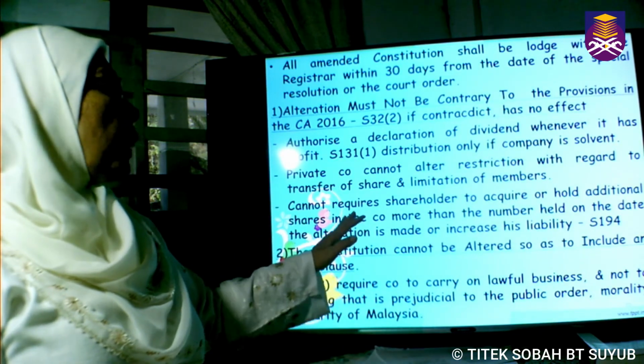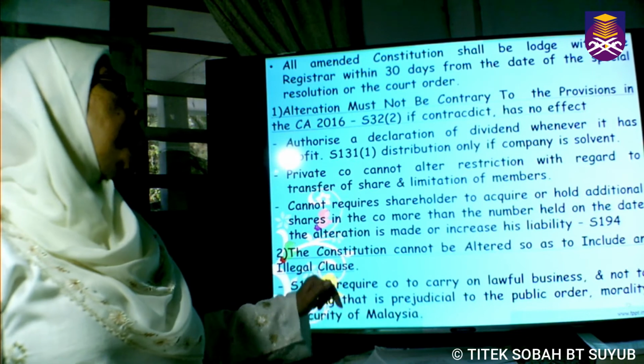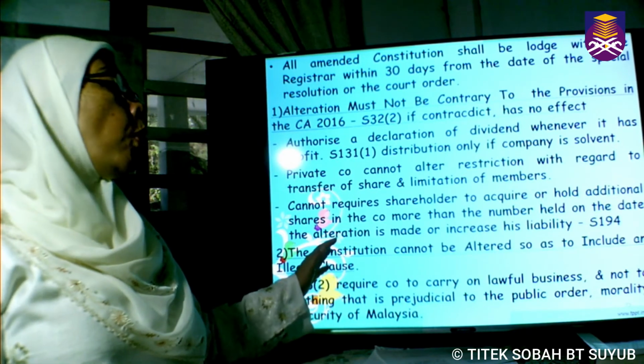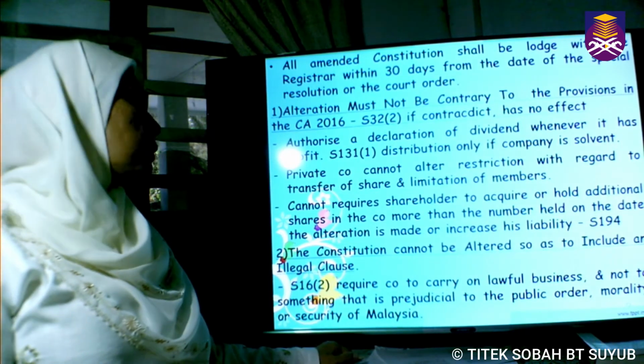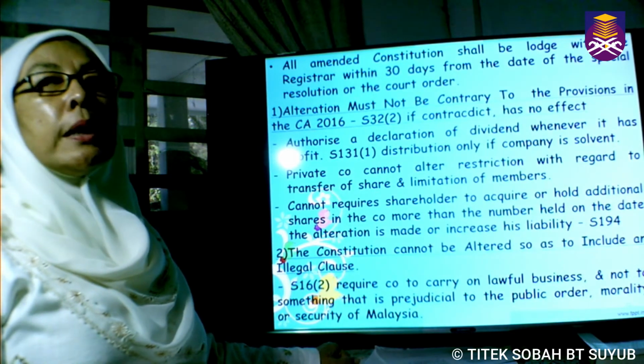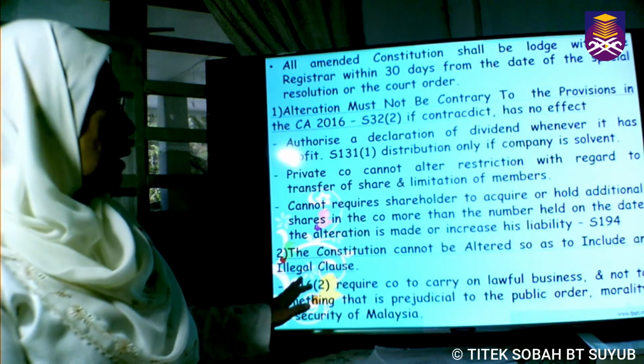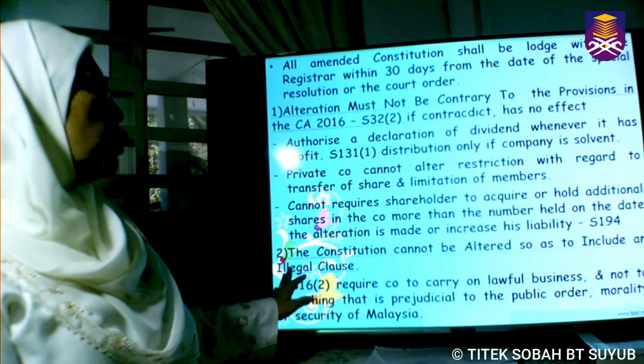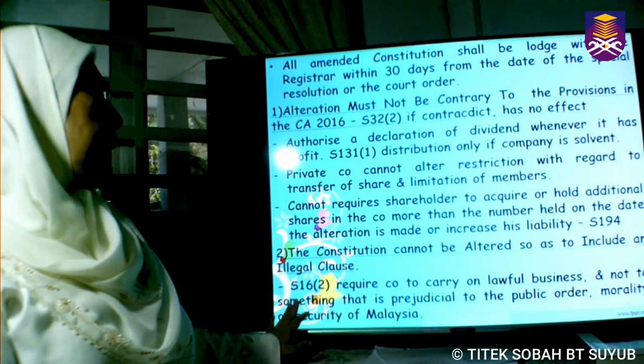Okay, and it cannot require a shareholder to acquire or hold additional shares in the company more than the number held on the date the alteration is made, or increase his liability. This is found under section 194. Number 2, the Constitution also cannot be altered so as to include an illegal clause.